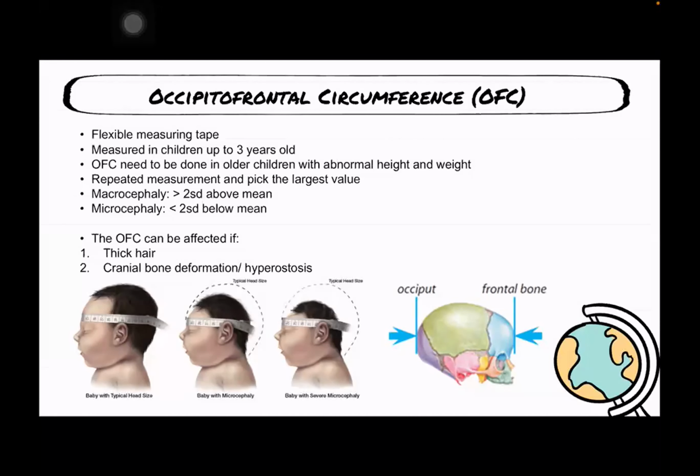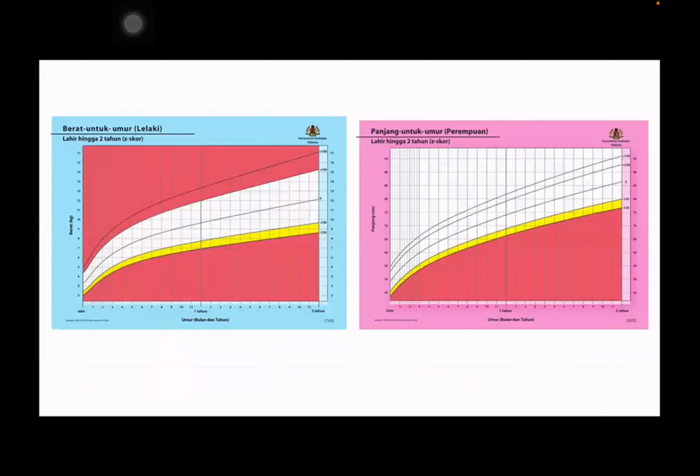And we need to make sure that the occipitofrontal circumference, or OFC, can be affected if the child has thick hair, or if the child has cranial bone deformations or hyperostosis. This is an example of the graph that we plot by age and weight. So it's different between the boy, the girl, and also different for the preterm baby.